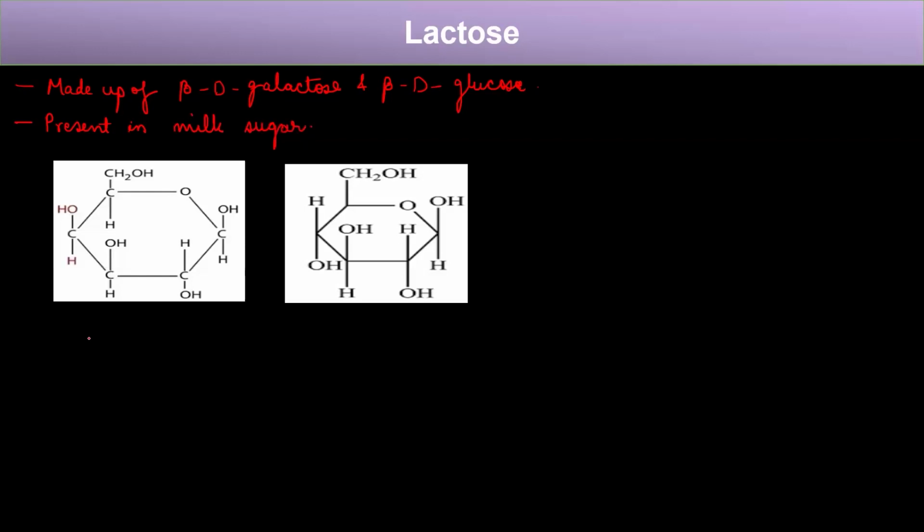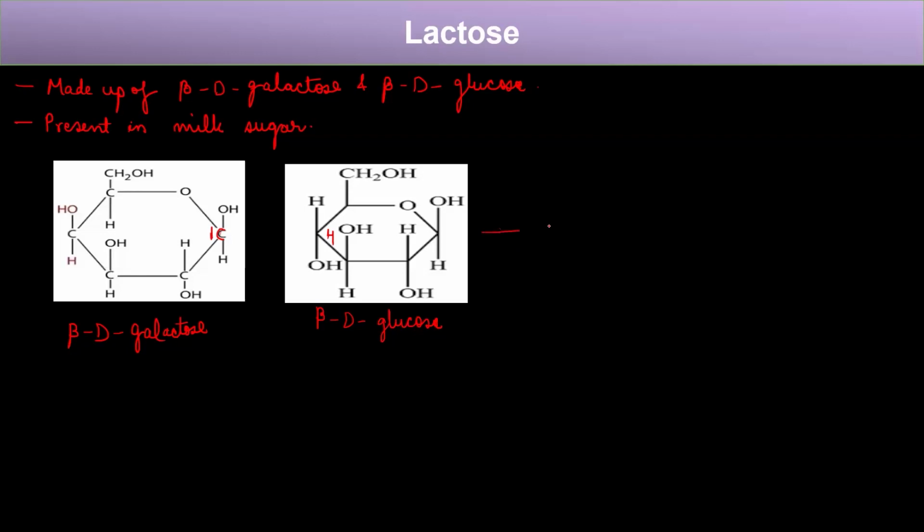Okay. Now, the first structure here, what is it? We can see it by the orientation. First, start with carbon 1. Here the OH is above, it means it is beta. And since the fourth OH is also above, it is galactose, right? It is beta-D-galactose. Now the second structure, what do we have? We have OH above, hence it is beta. The fourth carbon OH is down, it means it is glucose, beta-D-glucose, right?